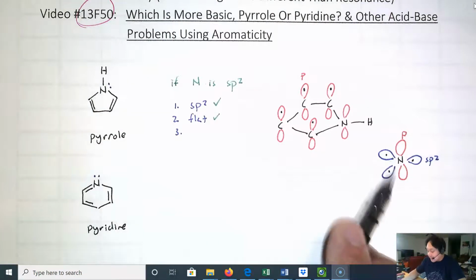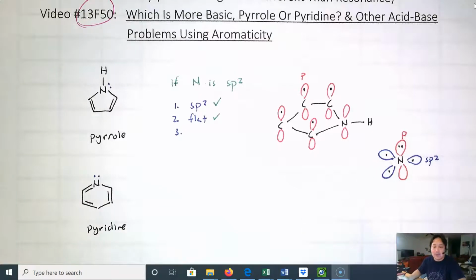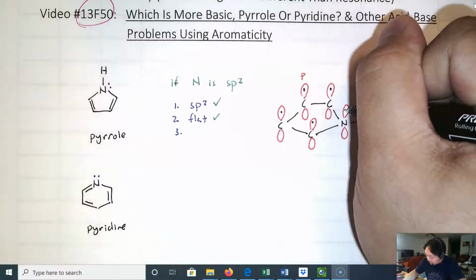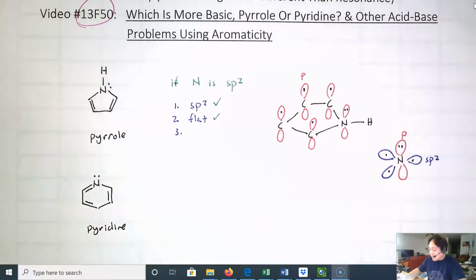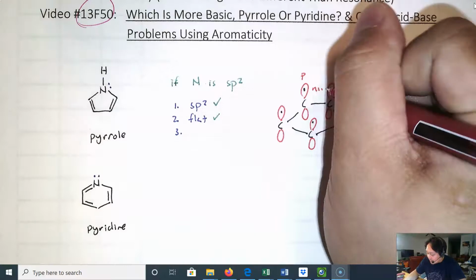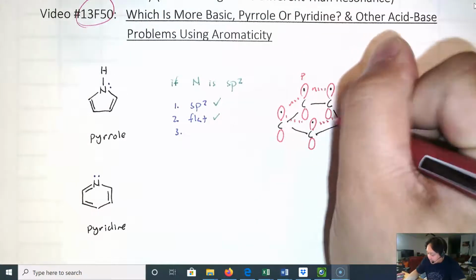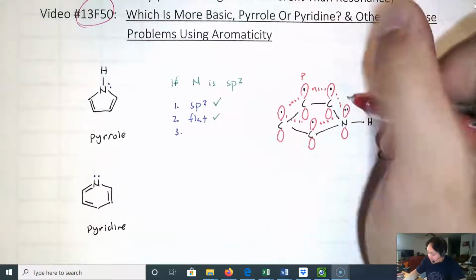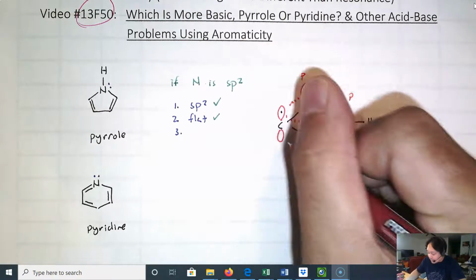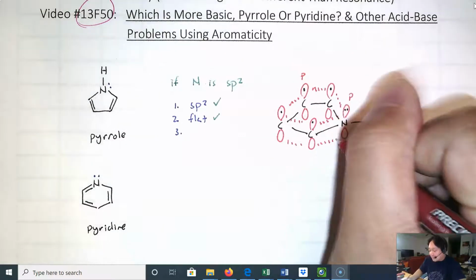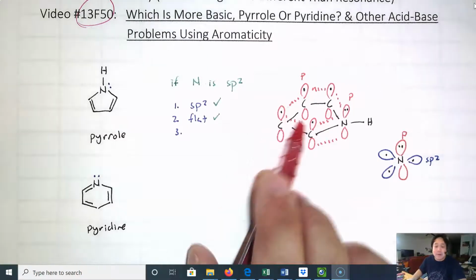But the only space it has is in this p orbital. And I'll just put both electrons in the same lobe. So let me translate that up here, and we have this. Okay. So by having nitrogen in an sp2 hybridization state, we're able to get that p orbital of nitrogen to be overlapping the p orbitals of the neighboring carbons. With that being the case, those 2 electrons are now delocalized in what's called the pi system.